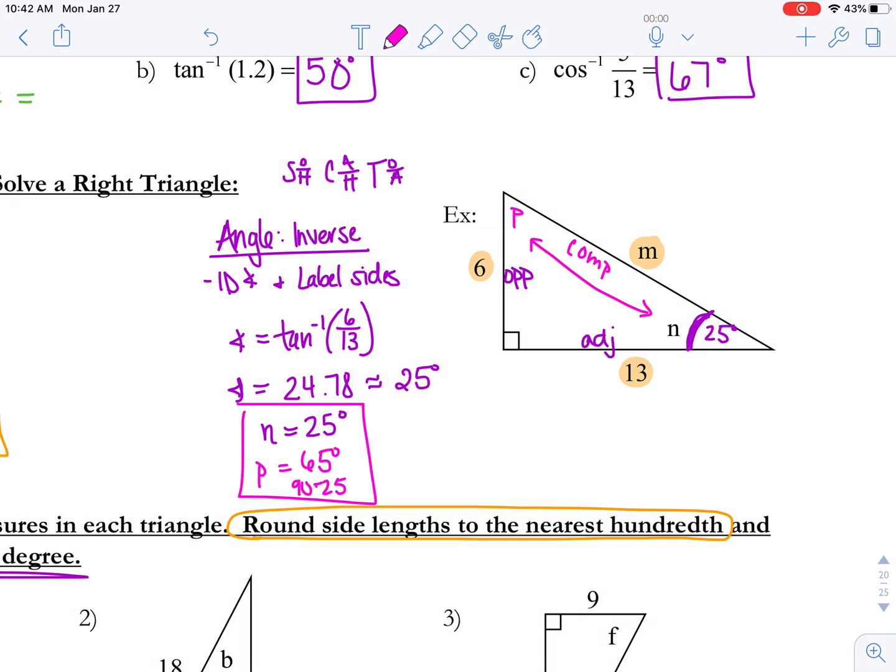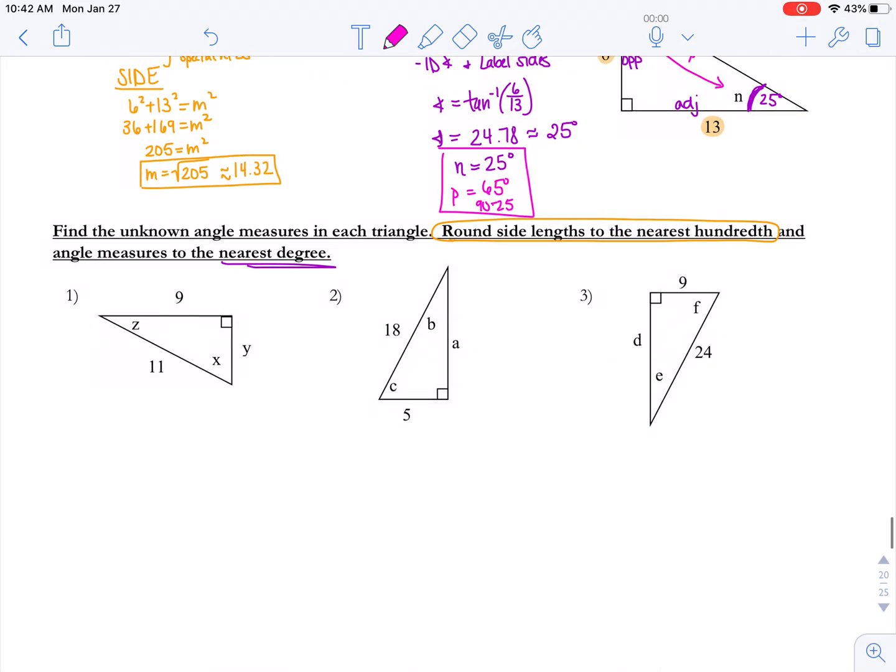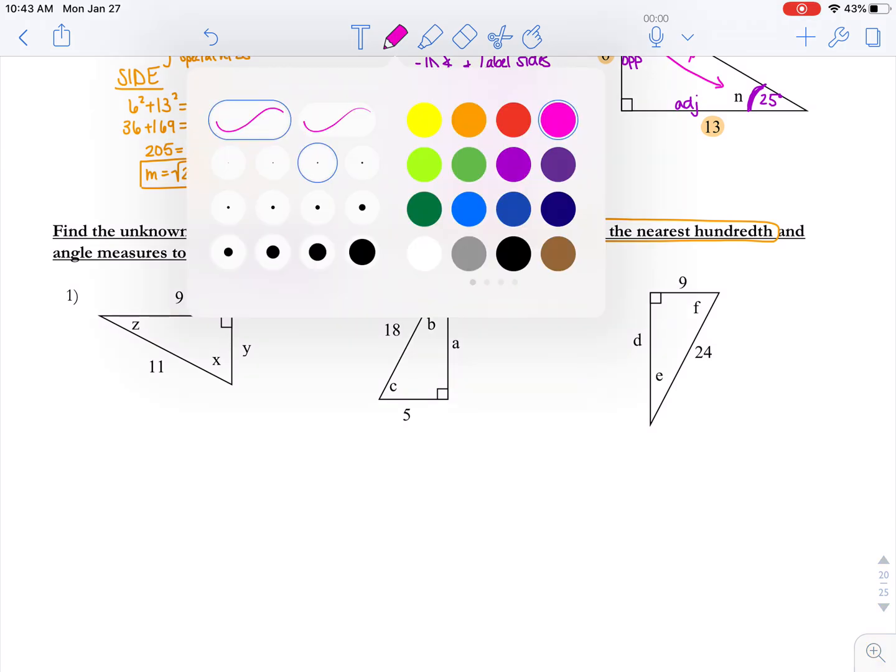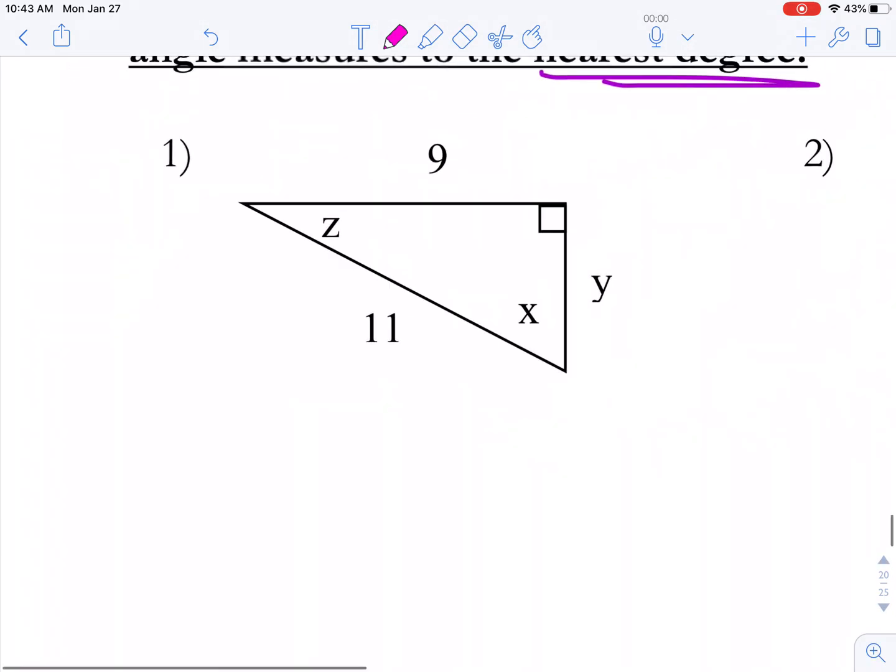Okay, so that's one. Let's go ahead and take a look at these three triangles now and do the exact same thing. Notice we are finding all of the missing values in each triangle. We're going to round the side lengths to the nearest hundredth, so that's 2 decimal places, and each angle to the nearest degree. So let's take a look at one triangle at a time to solve.